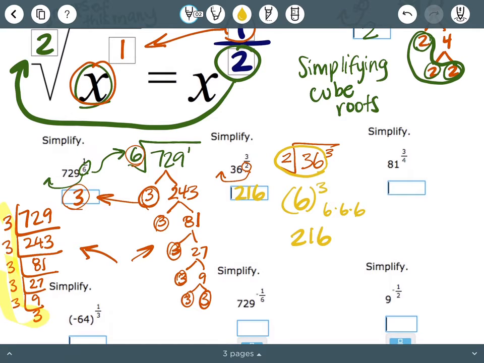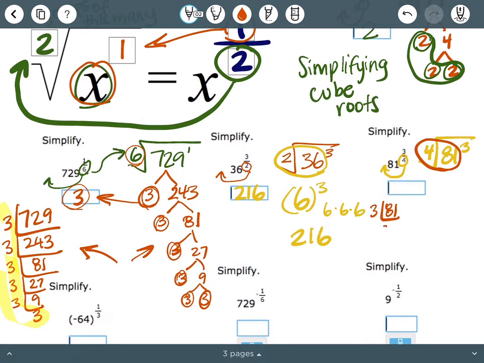Right? I'm going to do the exact same thing here. I'm going to look for something easy. So I'm going to pull the 4 out in front. I know that it's 81 to the third power. I don't really know what 81 to the third power is, so I'm going to go ahead and look for this, right? 81, I know 81.